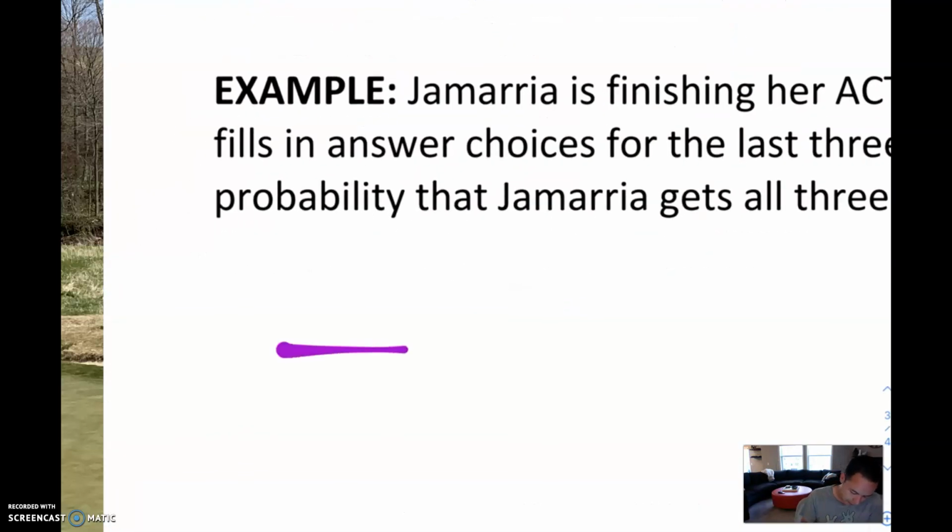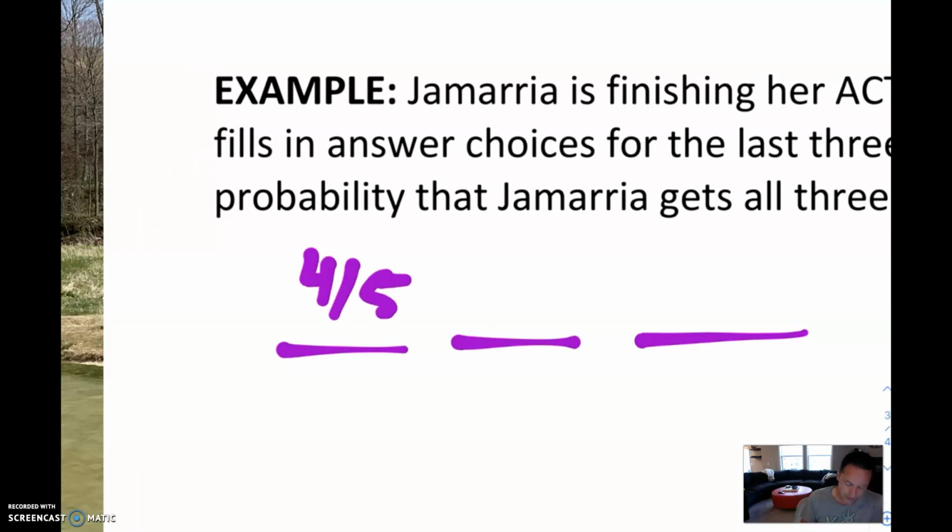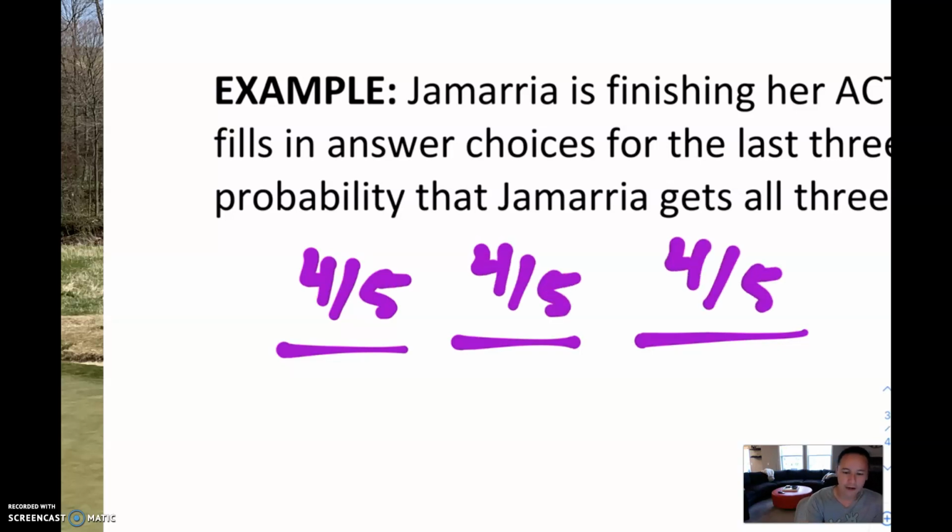So we're going to draw 3 slots. The chance she gets the first one wrong is 4 out of 5. The chance the next one's wrong, 4 out of 5. And the chance the last one is wrong, 4 out of 5 again. They're independent events. Whatever happens on the first one doesn't impact the next one.